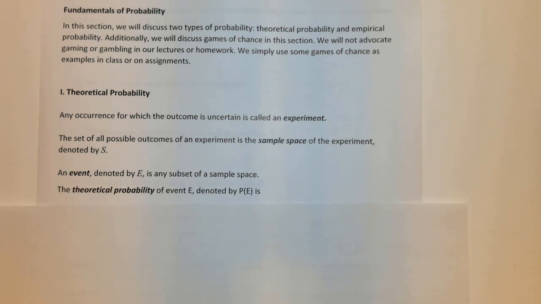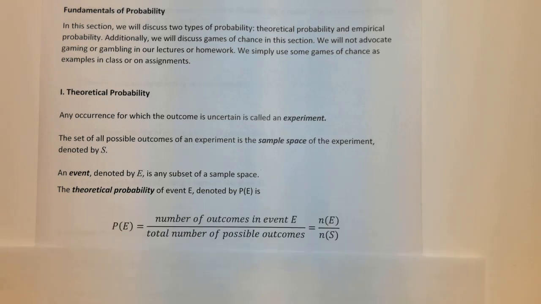The theoretical probability of an event, which I'll usually write as P(E), is the following. It's the number of outcomes in event E divided by the total number of possible outcomes. Shorthand you may see is the number of things in E over the number of things in S.